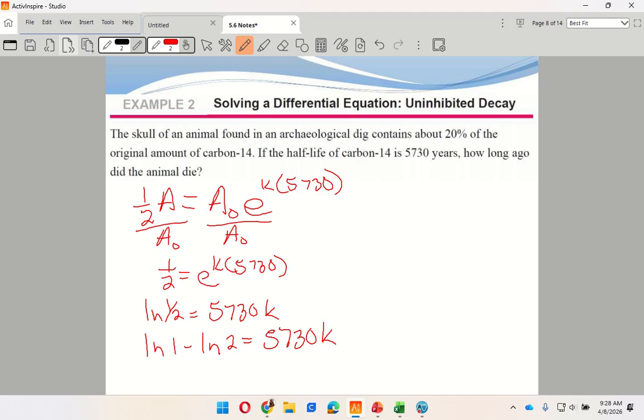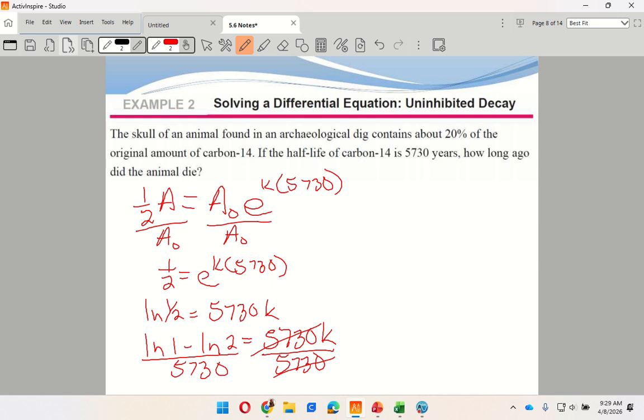And that's one of those things that's going to make your math a whole lot easier because I divide both sides by 5730. And so all that is going to give me my K value. What is the K value? K value is its growth or decay. So on all these, there's growth and decay. Since this one is going to be a decay, because it's radioactive half-life, it is decaying.